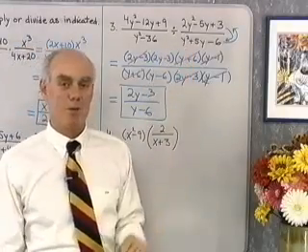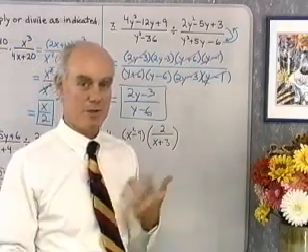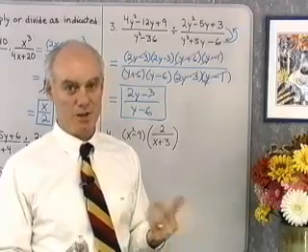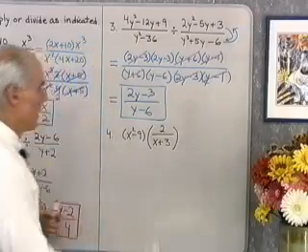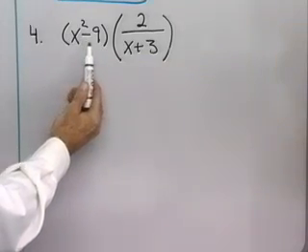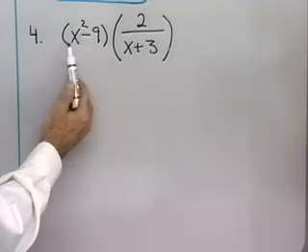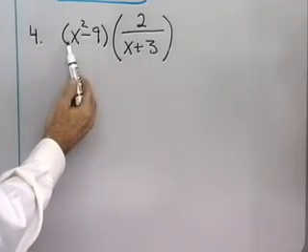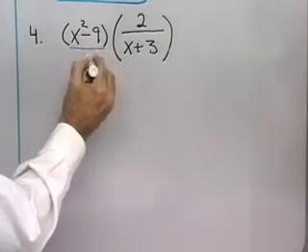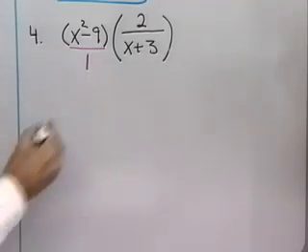Now, one last problem I want to show is a multiplication problem. It sometimes throws people. It's actually simpler than any of the ones we've done so far. X squared minus 9 times 2 over x plus 3. Well, this polynomial is actually a rational expression with a denominator of 1. Now you can see it's going to be easy.